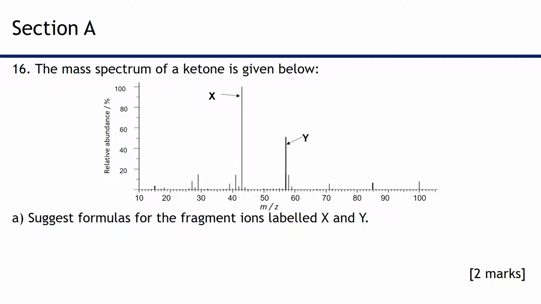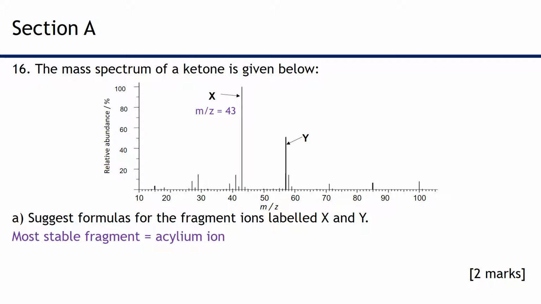So firstly, you want to think about the fact that this is a ketone, and that probably means you're going to get an acylium ion as your most stable fragment in there. So if we take a look at our base peak, the one that's tallest on there, the one that is labelled X, you'll see this has a mass charge ratio of 43.